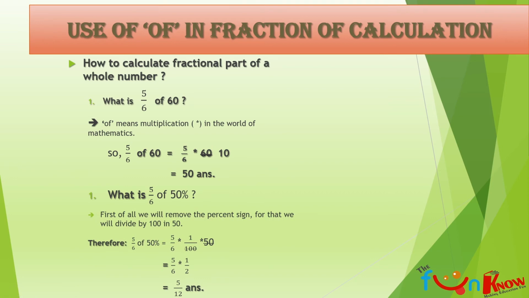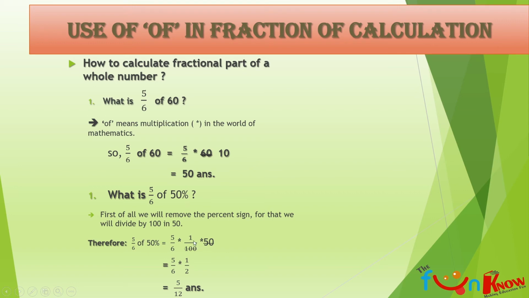Another example, 5 by 6 of 50. Here it is given 5 by 6 of 50, but here it is 50%. It is not only 50. Here it is 50%. So first of all, we will try to remove the percentage sign. For that we will divide the whole term by 100. That means 5 by 6 of 50 into 1 upon 100. We are doing this just to remove this percentage sign.